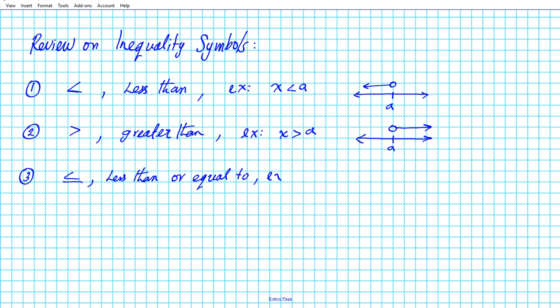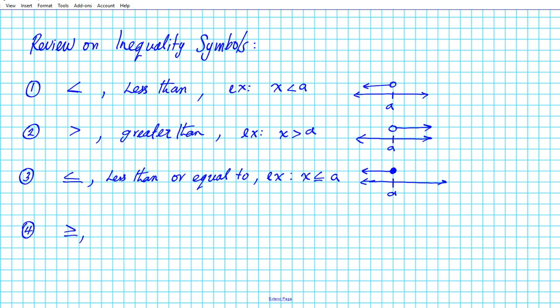Okay? Example usage, let's say we have x is less than or equal to a. Graph that on a number line. So let's say this is a. Less than or equal to, because of that line of inclusion, the circle becomes closed, and less than is everything to the left on the number line. Alrighty, let's take a look at the last one.